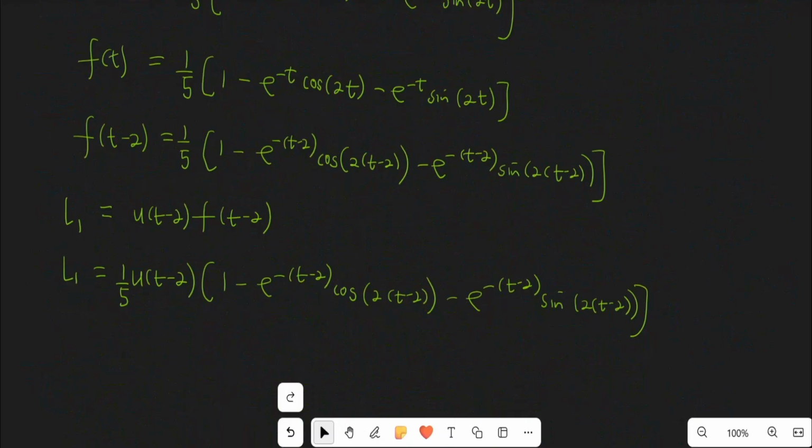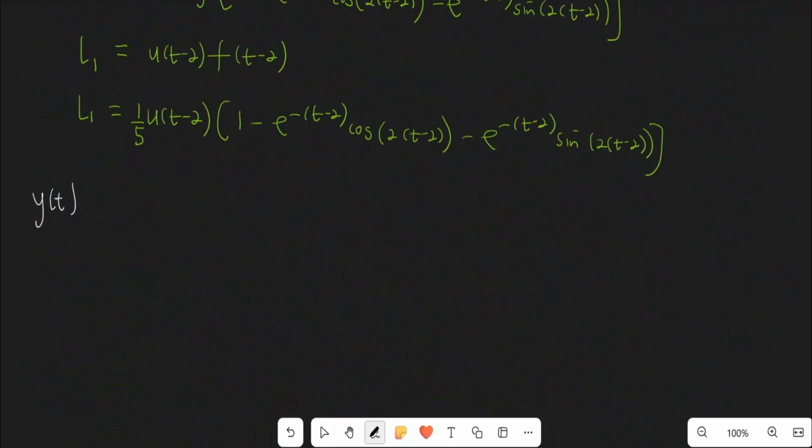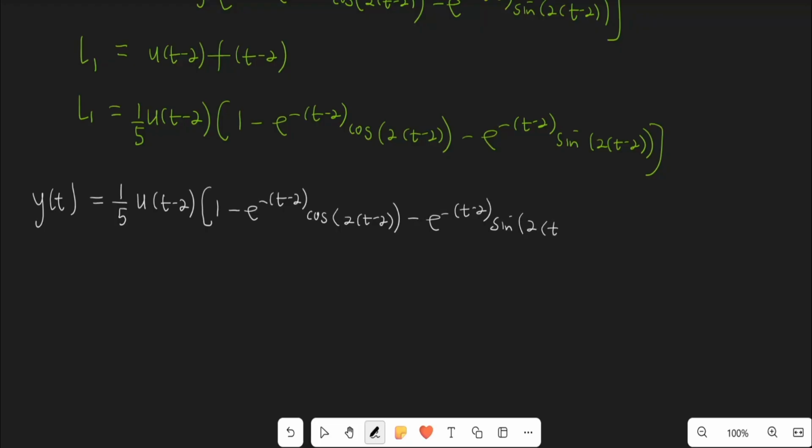Alright, cool. So y of t, which is the solution to our differential equation, is L1, and L1 is this: 1 over 5 u of t minus 2. And now open this, 1 minus e to the negative t minus 2 cosine of 2 into t minus 2 minus e to the negative t minus 2 sine of 2 into t minus 2, like this. Then we close that. This is L1 and now plus L2, and L2 is equal to 1/2 e to the negative t times sine of 2t, like this.